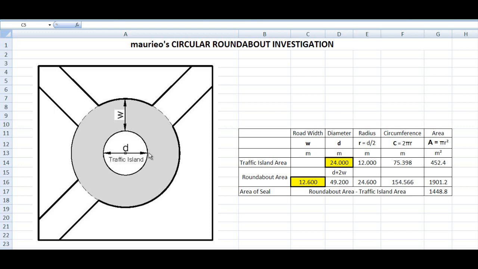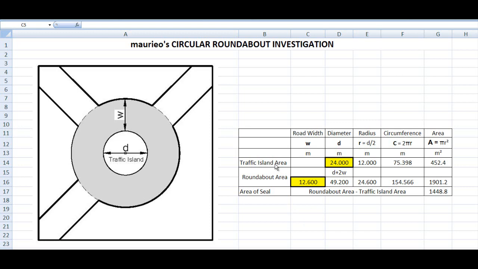The diameter, being the chord of a circle that goes from one side to the other and passes through the center, we divide by 2 to get the radius. And here we've got just the width of the road. So if that's the diameter of the inner circle, the diameter of the outer circle would be D in this case, plus 2W, one there and one there, to give you that diameter.